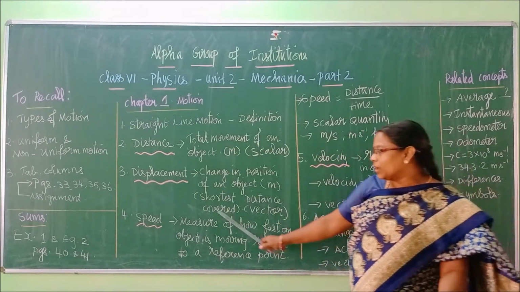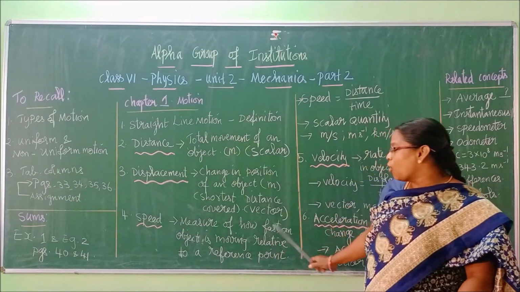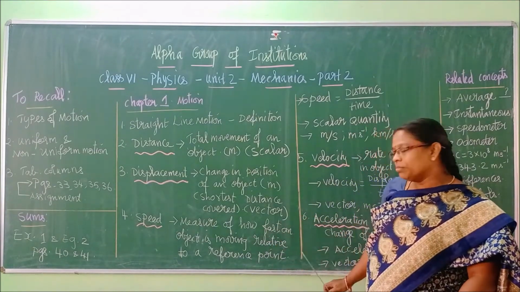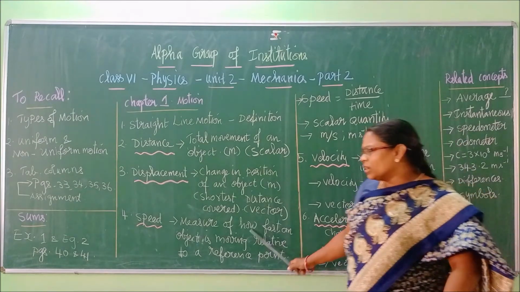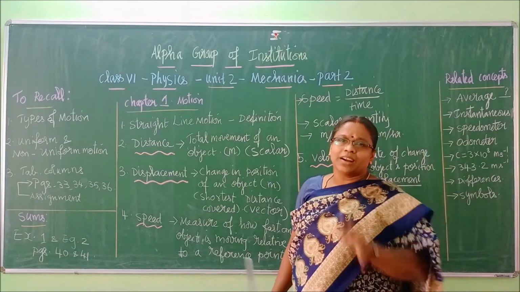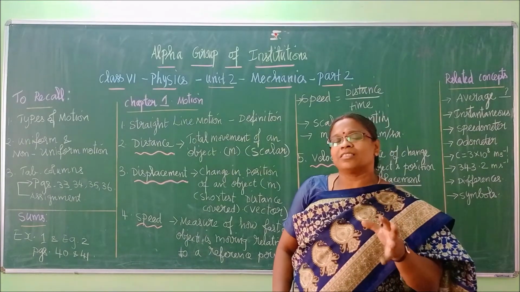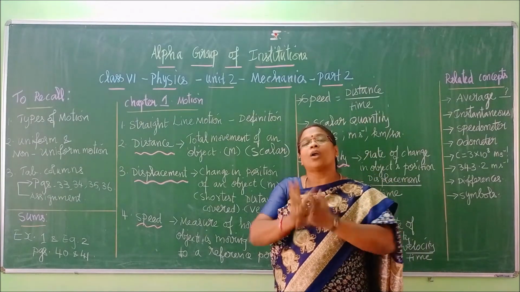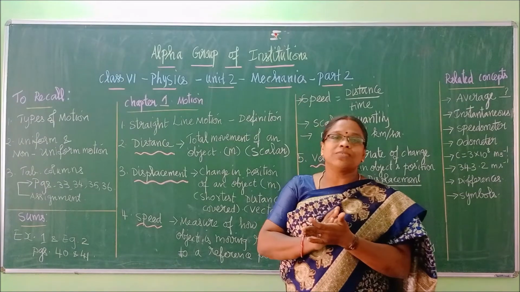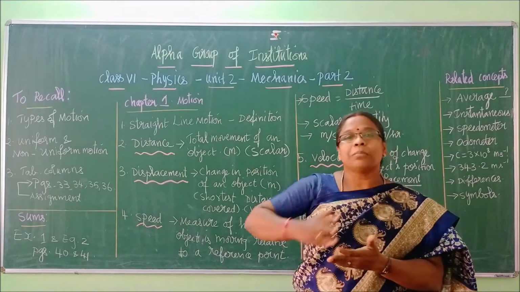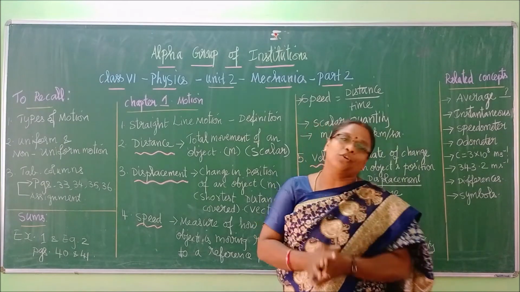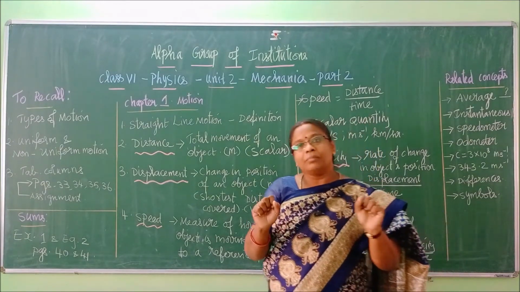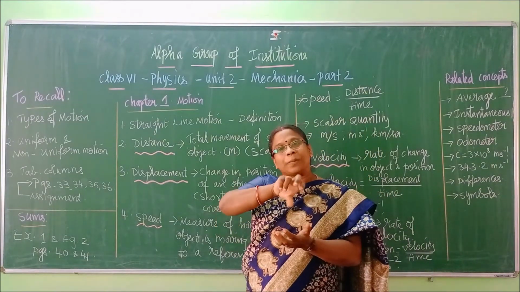Speed. Right. It is a measure of how fast an object is moving relative to a reference point. This is the technical definition. How much speed a body is traveling with, whether it is traveling in a faster or slower manner. That measure is given as a magnitude. In our bike, there will be a speedometer.